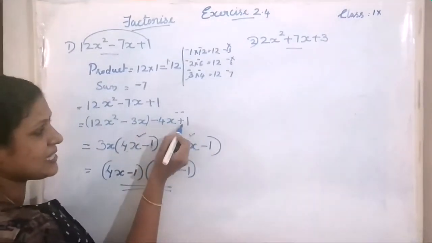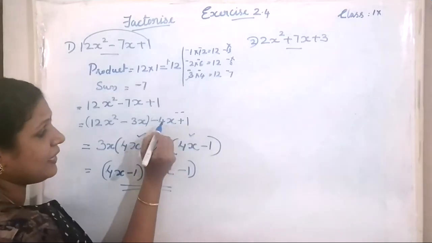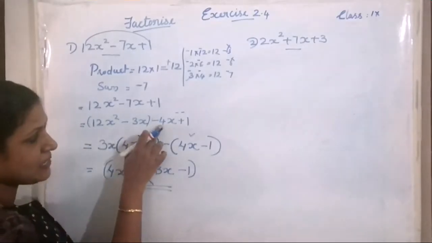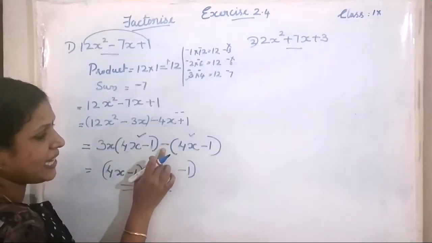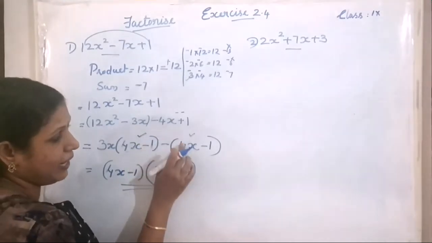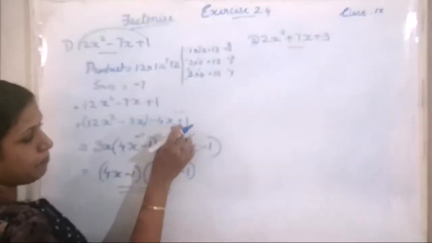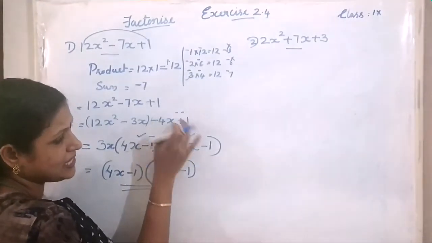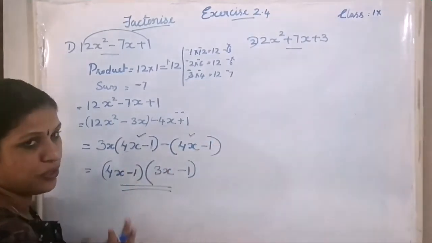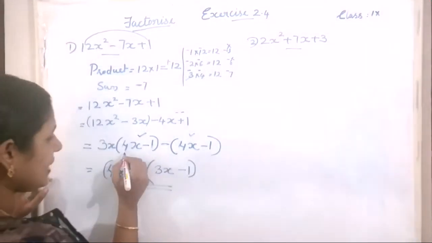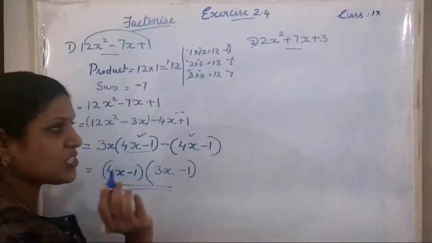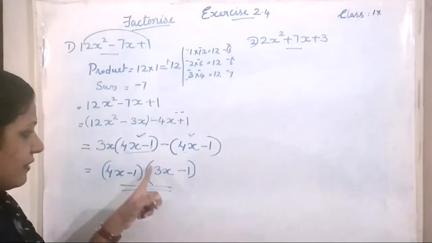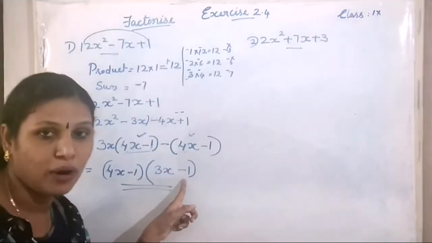Our next aim is to get 4x minus 1 here. For that, in the second part, here this minus 4x, so the minus sign we take outside, and the remaining is 4x, and from plus 1 we take minus outside, so the remaining is minus 1 also here. Then we can see that 4x minus 1 and 4x minus 1 is common here. So 4x minus 1, take it outside, and the remaining here is 3x minus 1.